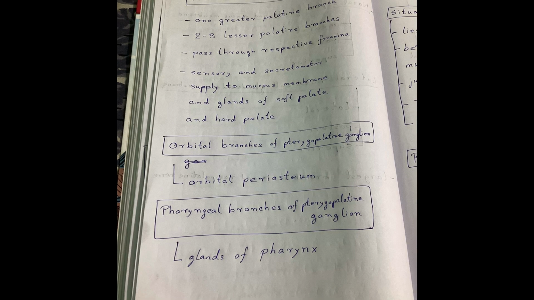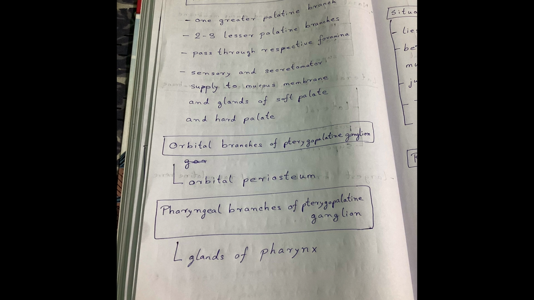Moving on, palatine branches of pterygopalatine ganglion. There is one greater palatine branch and there are 2 to 3 lesser palatine branches which pass through the respective foramina. Greater palatine foramina and lesser palatine foramina. The sensory and secretomotor supply to mucous membrane and glands of soft palate and hard palate is provided through these branches. Orbital branch of the pterygopalatine ganglion is for the orbital periosteum. Pharyngeal branch of the pterygopalatine ganglion is for the glands of pharynx.